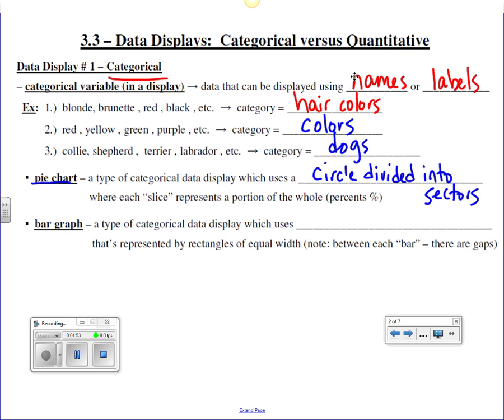And a bar graph is a type of categorical data display which uses labels, represented by rectangles of equal width. Technically, yesterday we did histograms and we had numbers at the bottom. Today we're doing bar graphs where we'll just have categories, okay?